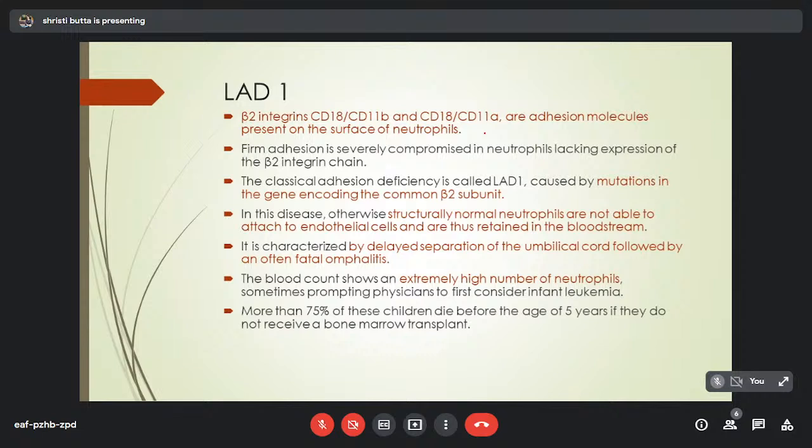In this disease, otherwise structurally normal neutrophils are not able to attach to the endothelium, and therefore they shift from the marginating pool into the circulating pool, resulting in a very high neutrophil count, sometimes even prompting physicians to consider that this would be a case of infant leukemia. Children in this case usually present with a delayed separation of their umbilical cords, followed by a fatal omphalitis. More than 75% of children die before the age of 5 years if they do not receive a bone marrow transplantation.